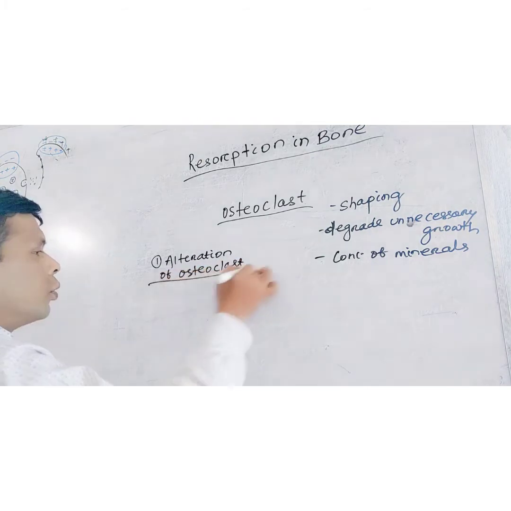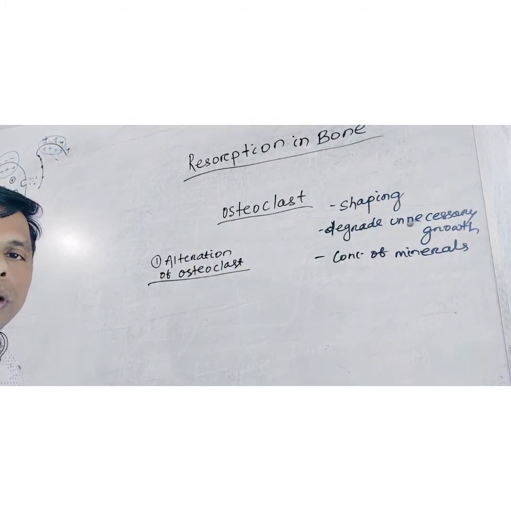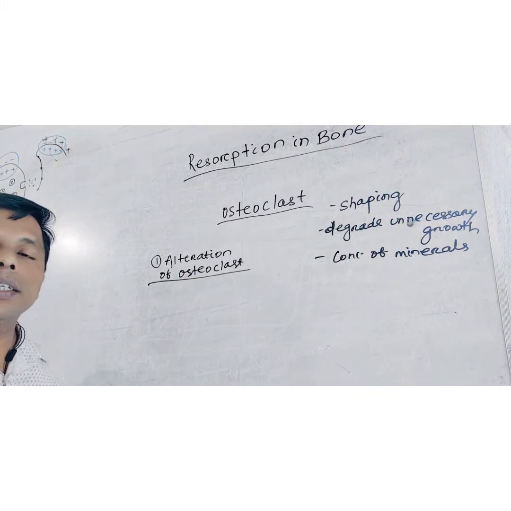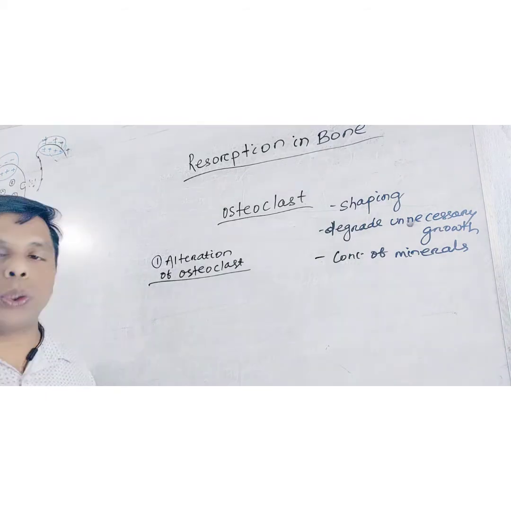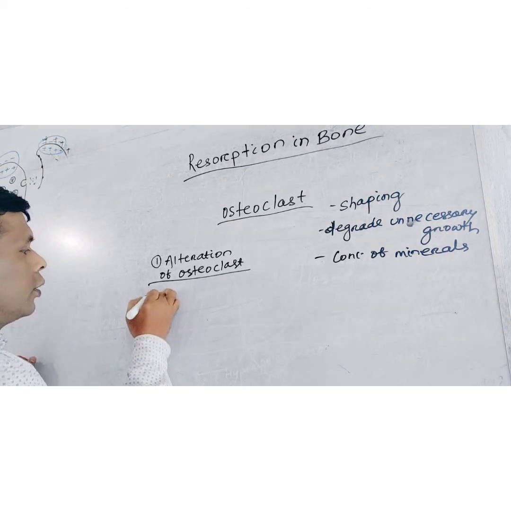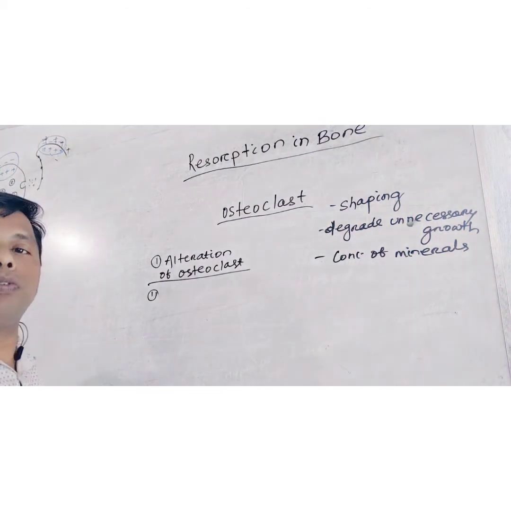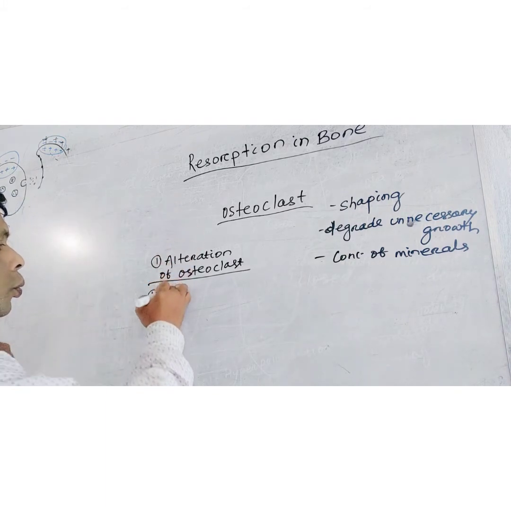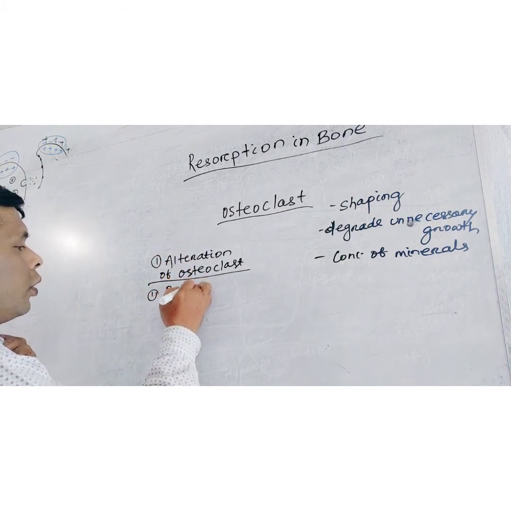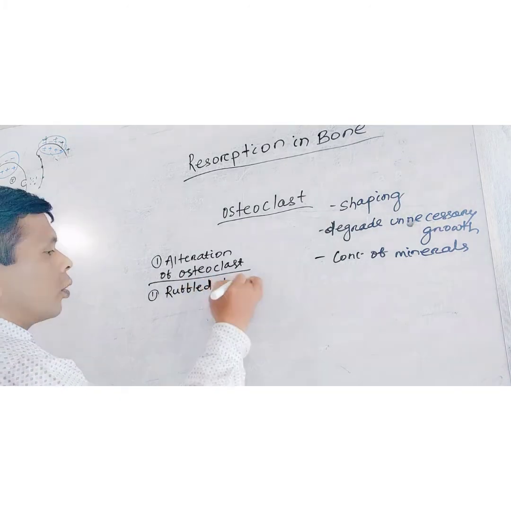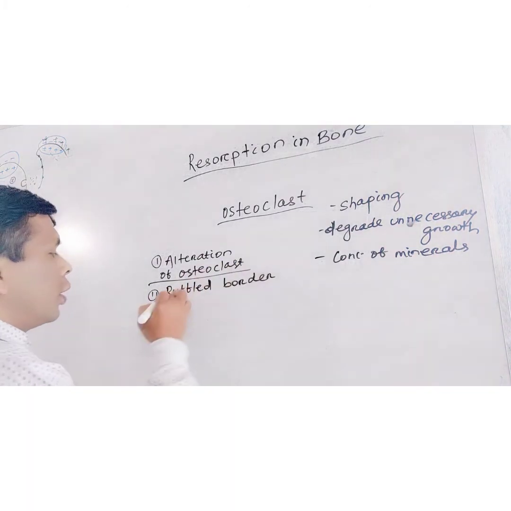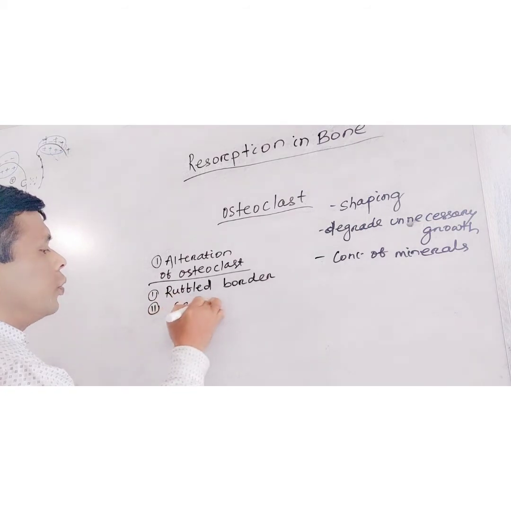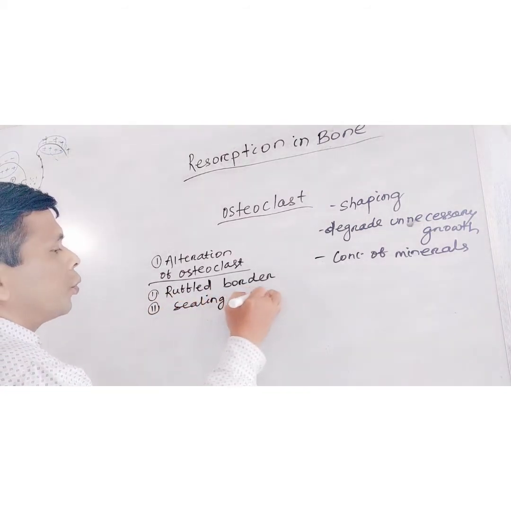What do you mean by alteration? The alteration deals with the change in shape of the osteoclast. The osteoclast produces a ruffled border and a sealing zone. So, a ruffled border, then production of a sealing zone.